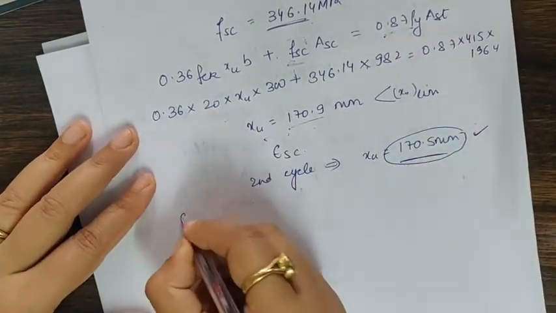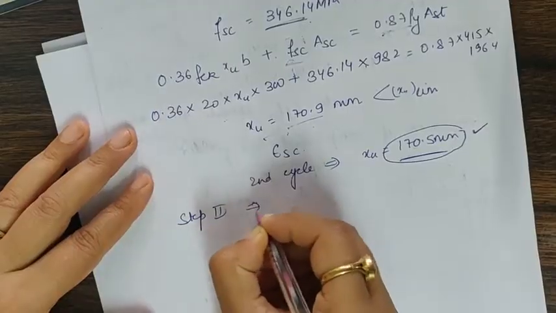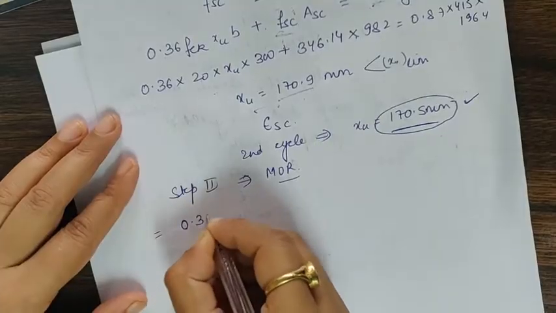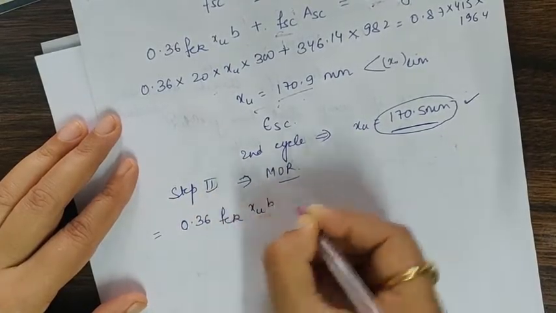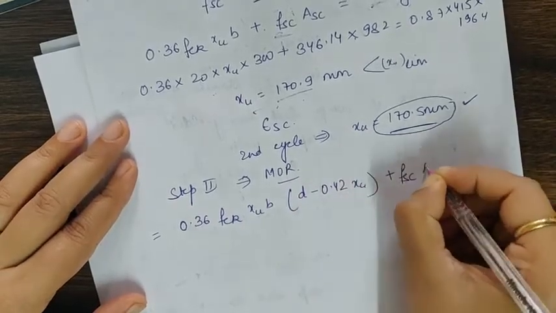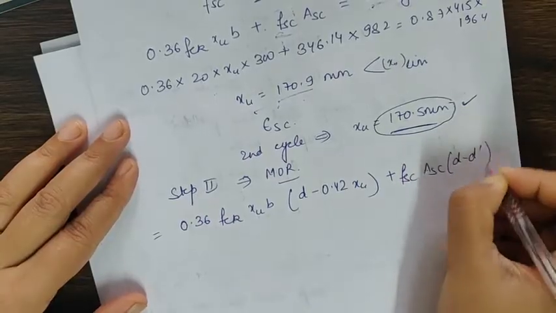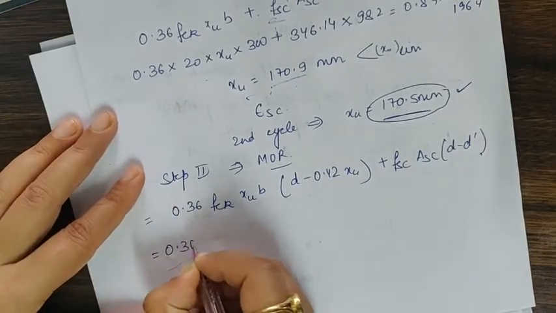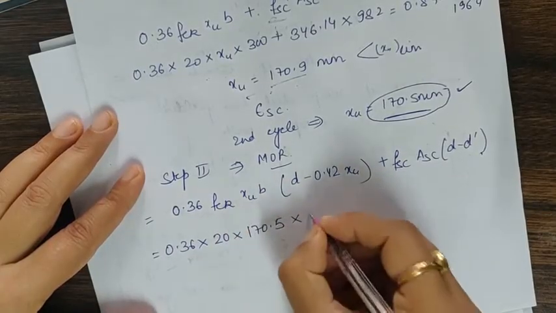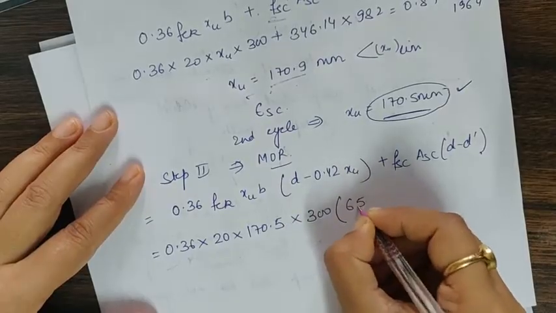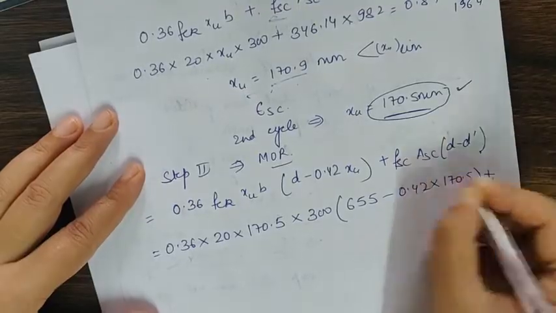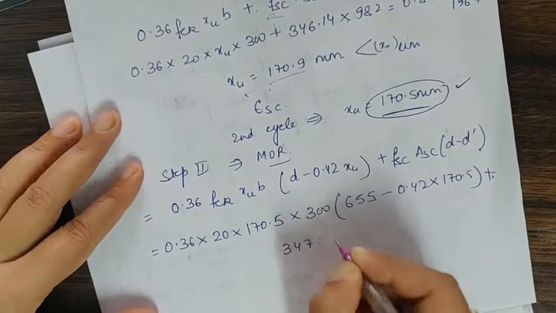Once I have got the value of XU, I will go to step 2, that is calculating moment of resistance. So the formula was 0.36 FCK XU into B minus 0.42 XU plus FSC ASC D minus D dash. So it is FCK is 20, XU is 170.5, B is 300, 655 minus 0.42 into 170.5 plus FSC is 347.